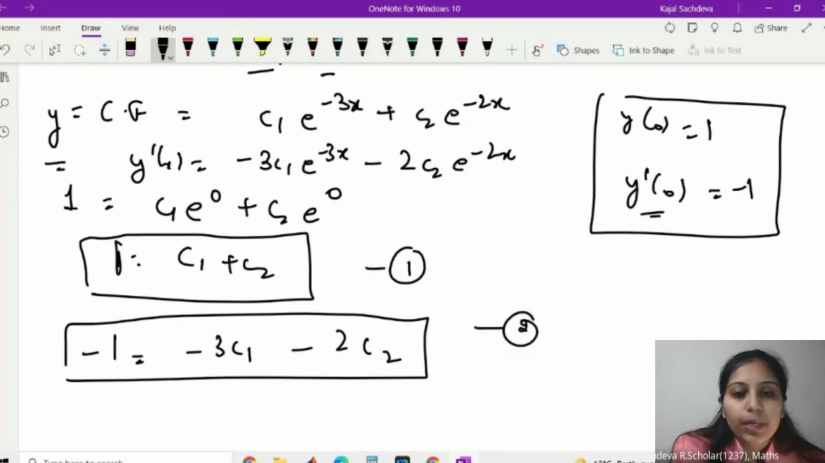So now from here we can eliminate C1 and C2. There are many methods to solve for C1 and C2. First, Cramer's rule can also be applied here. We can apply the elimination method here. So apply the elimination method. Just multiply the first equation by 2. So we get 2C1 plus 2C2.